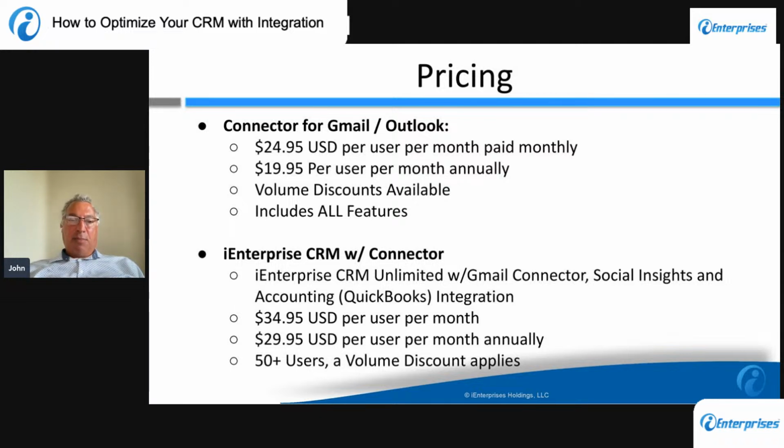And it has volume discounts. And then iCRM, which is our own CRM product that's already integrated with email, like Gmail and Outlook, and QuickBooks for that matter, is $34.95 per user per month, paid monthly, or $29.95 per user per month, paid annually. There is a minimum of 2 users, but that's it. It includes everything.